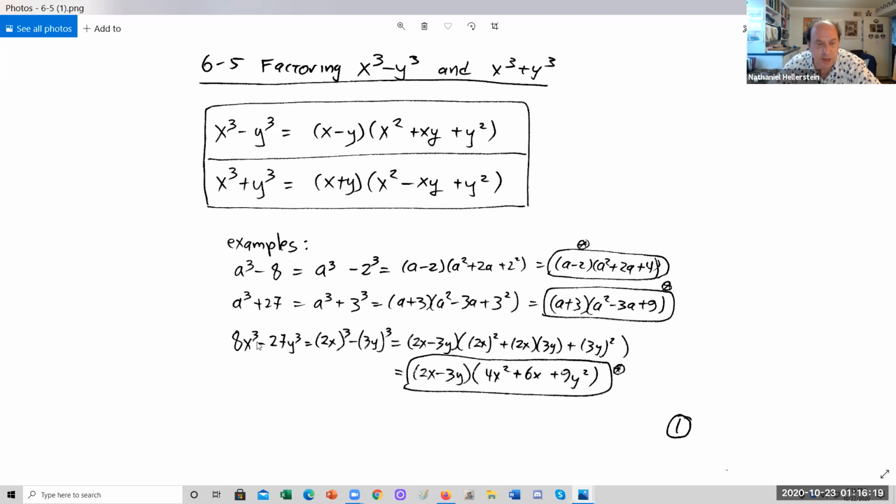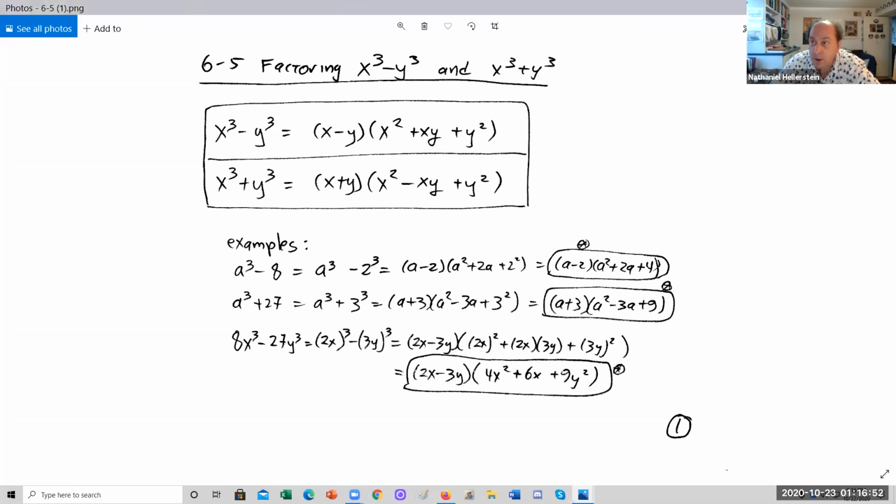Now here we have a really messy one. 8x cubed plus 27y cubed. This first term is the cube of 2x. The second is the cube of 3y. And this is a sum of cubes. So it'll be a sum times square minus product plus square. And so 2x plus 3y, there you go. And this comes out to 4x squared, this comes out to 6xy, this comes out to 9y squared.